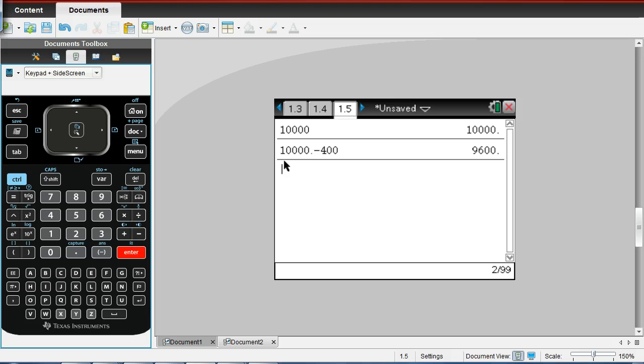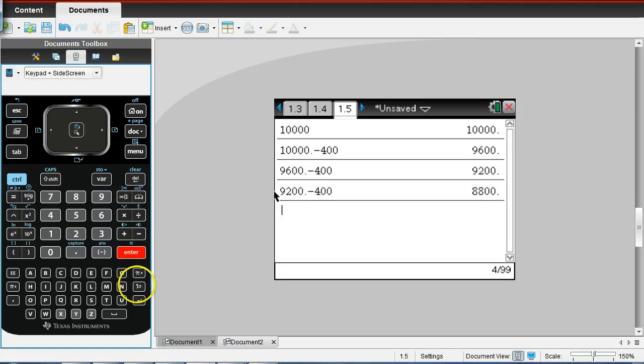Well, I don't want to always be typing in 9,600 minus 400. I don't have to. Since we already told the calculator our first term was 10,000 and we're going to subtract 400 each time, all I have to do is hit enter. If you notice, the nice thing about the CAS is every time you hit enter, it tells us what it did to get that answer, so we can see what we're doing. We're taking the previous term, the 8,800, minus 400. So if I was asked to find the first 5 terms of the sequence, I came up with them.